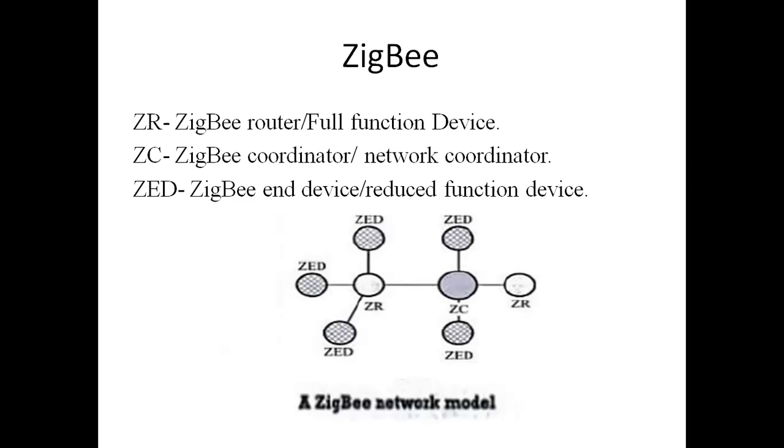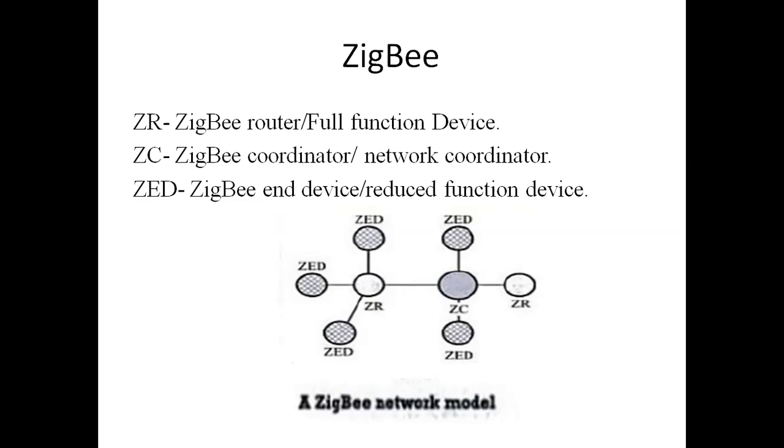Here ZigBee consists of three device types: ZR, ZC and ZED. First we're going to see ZC. ZC is nothing but the ZigBee coordinator or network coordinator. The ZigBee coordinator acts as the root of the ZigBee network. The ZC is responsible for initiating the ZigBee network, and it has the capability to store information about the network. So what about ZR?